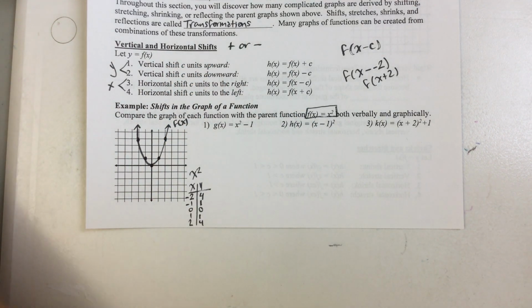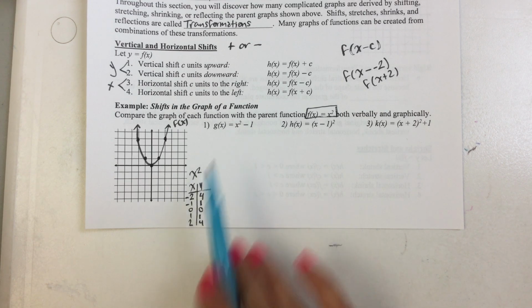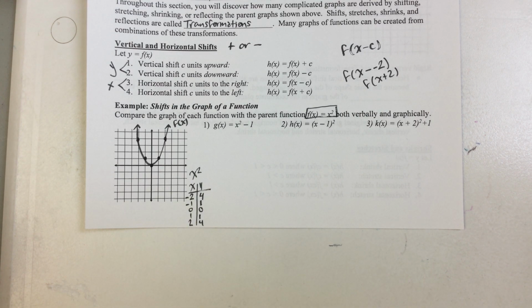Now what they're going to do is go ahead and give us new functions. Each function is a transformation of the parent. So we have to figure out what transformation occurred, change the ordered pairs to represent the new function, and then graph it on the same grid.